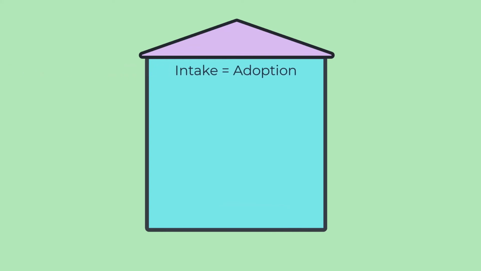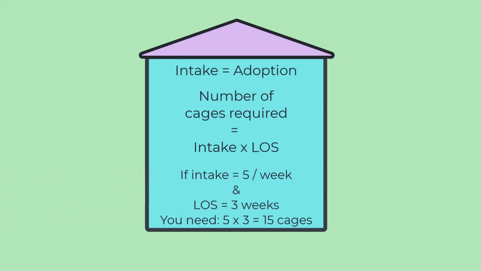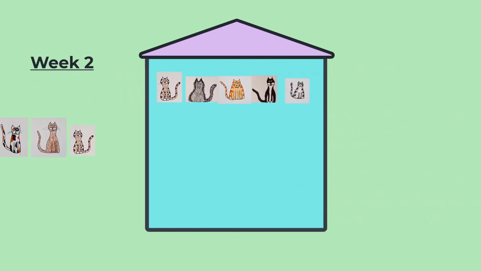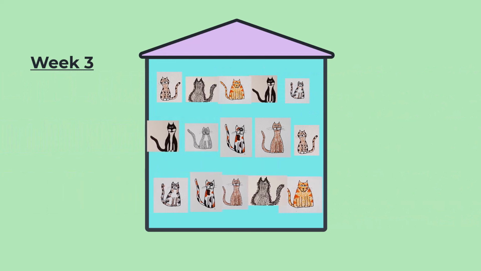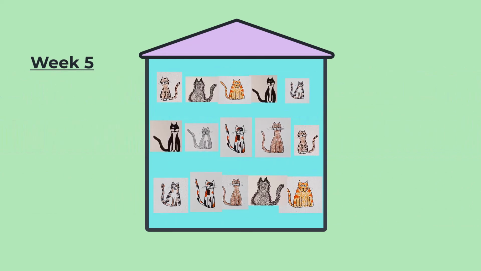So given that you don't store cats, meaning your intake rate equals or is lesser than your adoption rate, the amount of cages you need is simply equal to your intake adoption rate times your length of stay. If your intake adoption rate is 5 cats per week and your length of stay is 3 weeks, it means you need 5 times 3, 15 cages. Let's look at what that flow-through looks like. That's a lot of resources needed to house, feed, treat, and care for all these cats.